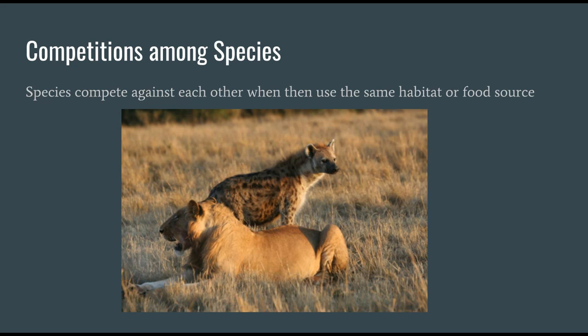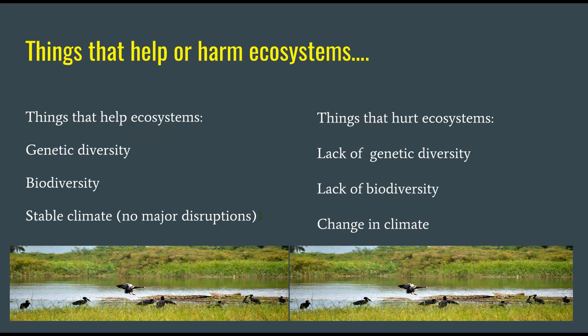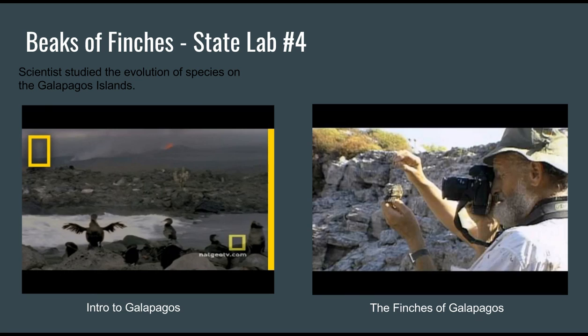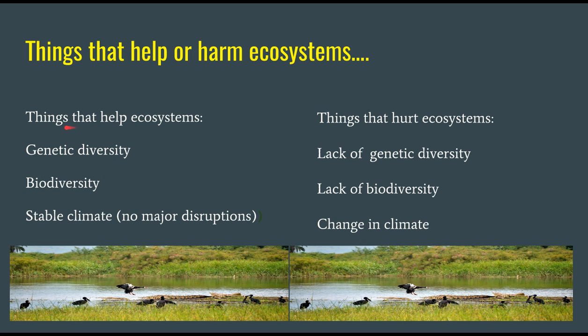Competition, we know what that is. Adaptations, they adapt to where they live. All right, this might be the last thing I'm going to show you. Okay, things that help ecosystems: genetic diversity, biodiversity, a stable climate. Things that hurt them: lack of genetic diversity, lack of biodiversity, a changing climate.